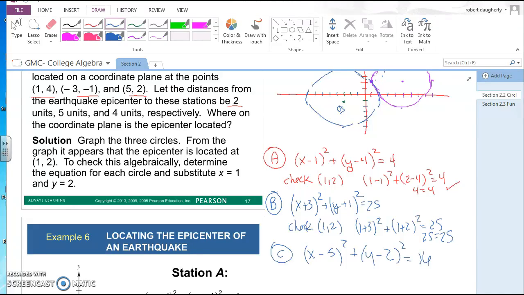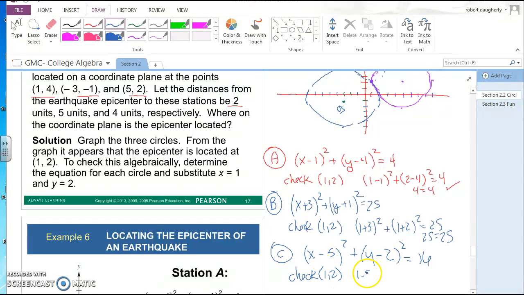Okay, finishing this up, part 3 of section 2.2. So I had the third circle, (x minus 5) squared plus (y minus 2) squared equals 16, which is 4 squared. So I just need to check, just like we've done with the others, the point (1, 2).